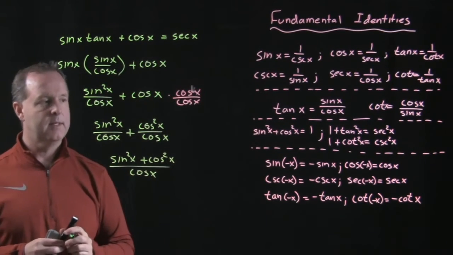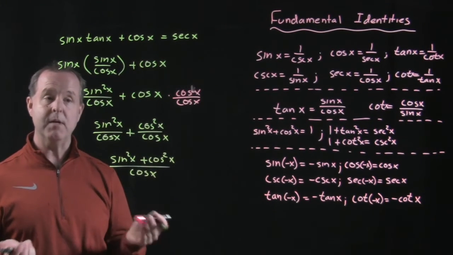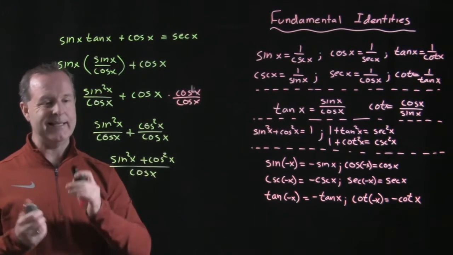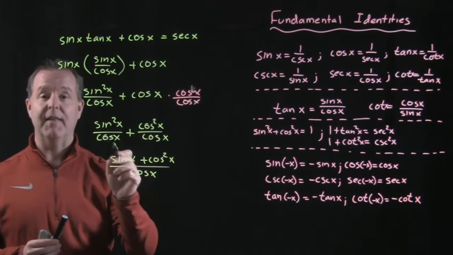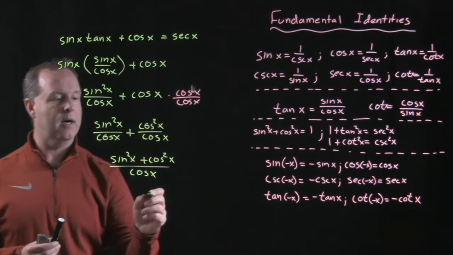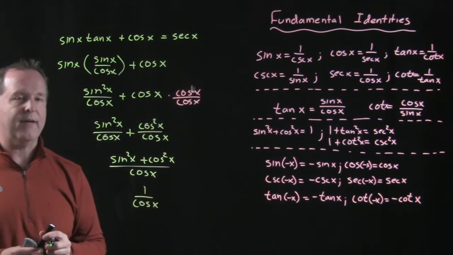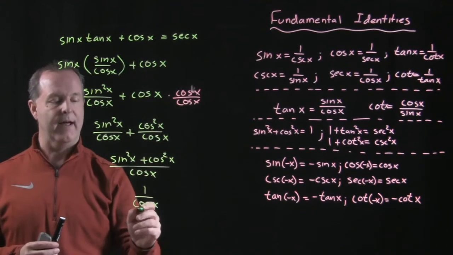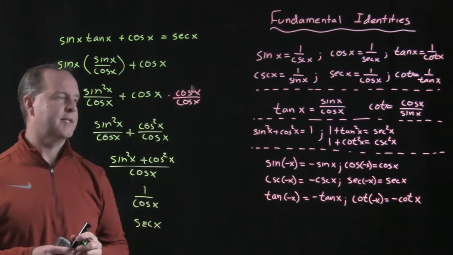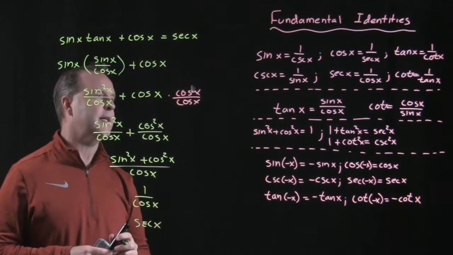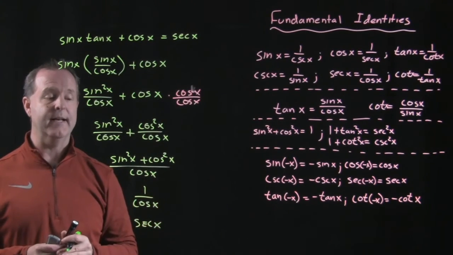All right. Sometimes you just have to look back and forth and try to figure out where you can go next. And maybe you go down the wrong road. That's all right. Just back it up and try again. Oh, sine squared x plus cosine squared of x, that's just 1. So this becomes 1 over cosine of x. And 1 over cosine of x, that's the reciprocal, secant of x. So I made it all the way down to secant of x. And therefore I verified that identity.